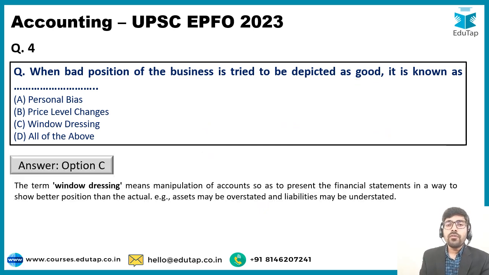So the concept of window dressing, it means manipulation of the accounts to present financial statements in a way to show better position than actual. Assets may be overstated and liabilities may be understated. So correct answer, as we discussed, is option number C.